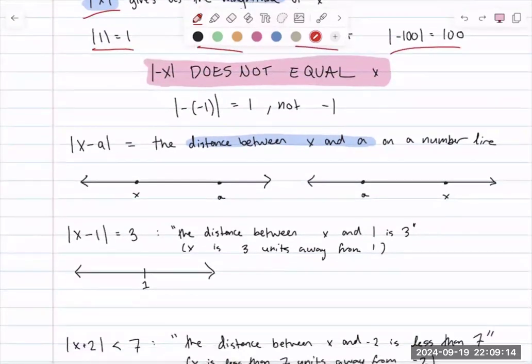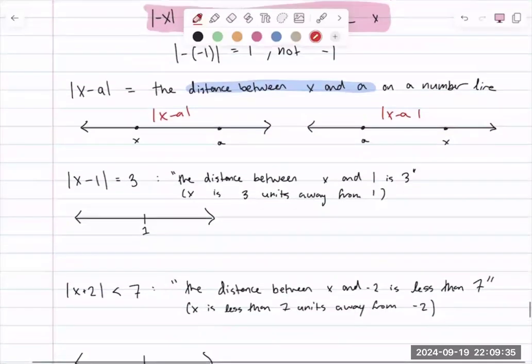So the absolute value of x minus a gives us the distance between x and a on a number line. Why do we need the absolute value? Well, if x is to the left of a, then this is a minus x. And if x is to the right of a, this is x minus a. So we just kind of have to be careful. It's easier to just use absolute value, because that way we don't have to worry about our signs, right?